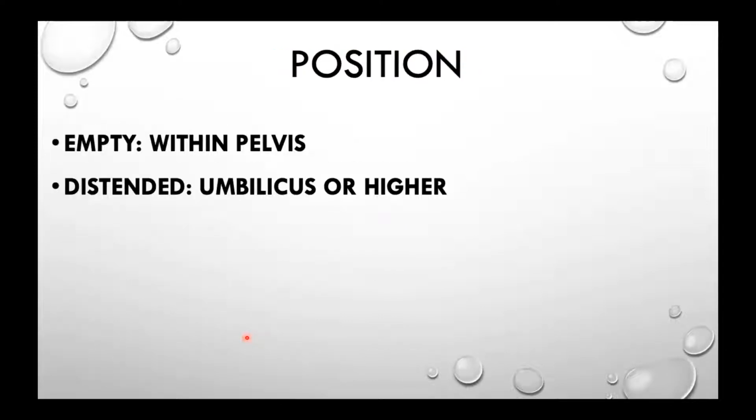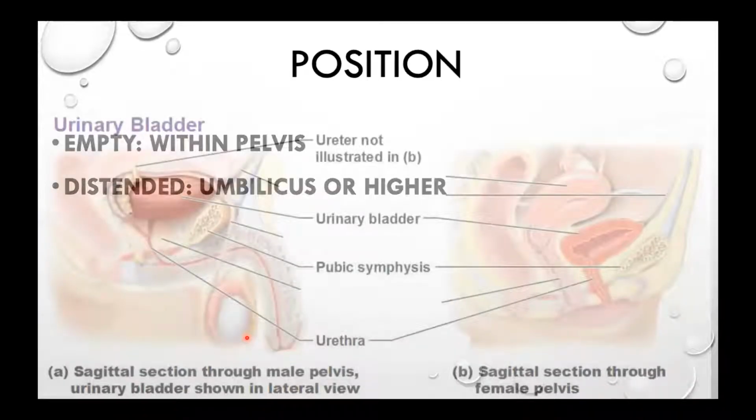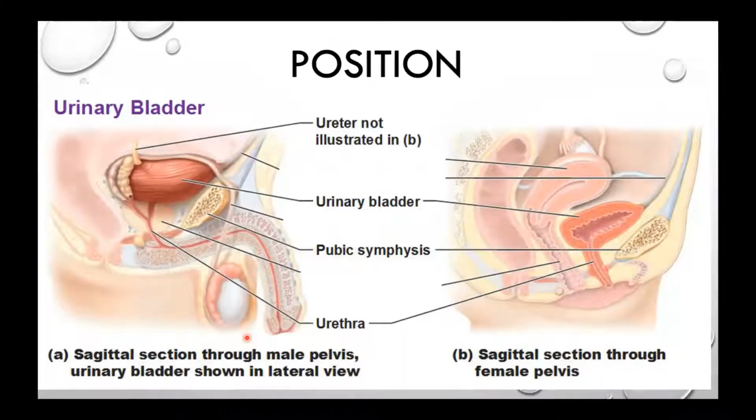The position of the bladder: when it is empty, it is located within the pelvis. When it is distended, it reaches the umbilicus or even higher. This is just to understand the position of the urinary bladder in male and female. This one is the male pelvis and this one is the female pelvis. You can note that in both cases, it is located in the true pelvis. You can see the symphysis pubis here.